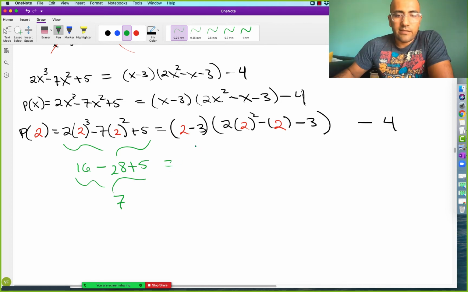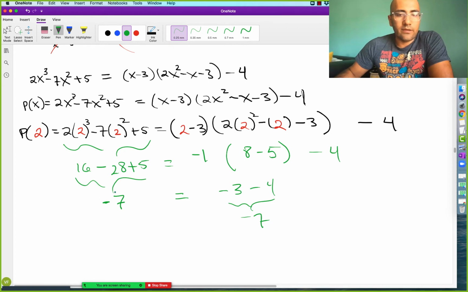Or this side tells me that this is negative 1 times 8 minus 2 minus 3, which makes it minus 5, minus 5 minus 4, which gives me positive 3. Uh-oh. Oh, this is negative? Yeah, this is negative, right? Negative 12 plus 5, yeah, that's negative 7. And then here we'll end up with the same thing. Negative 1 times negative 5 is positive 5, minus 4... wait, negative 3 minus 4, which gives us negative 7. Right? So I can evaluate it this way, or I can evaluate it this way.